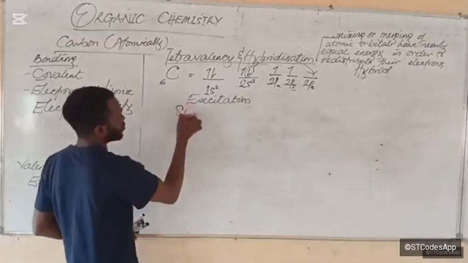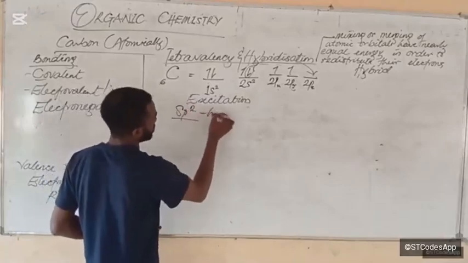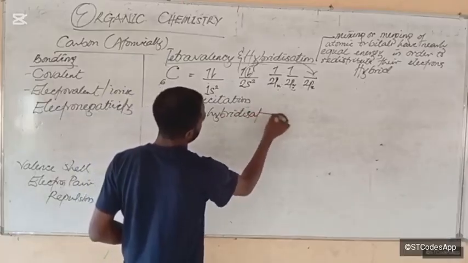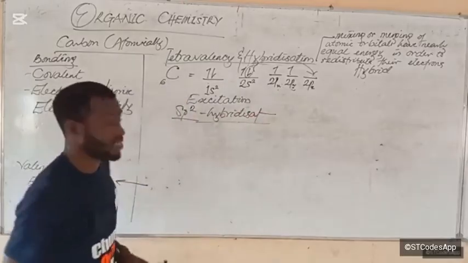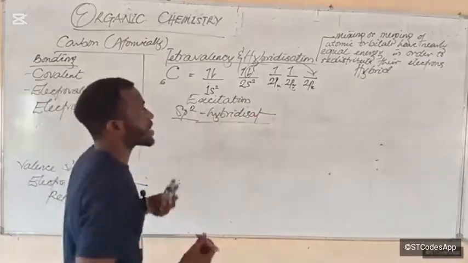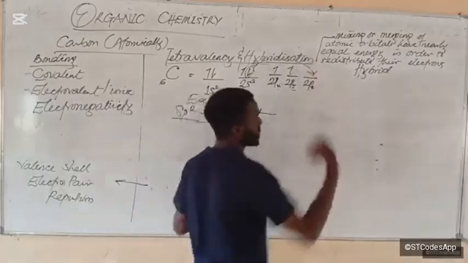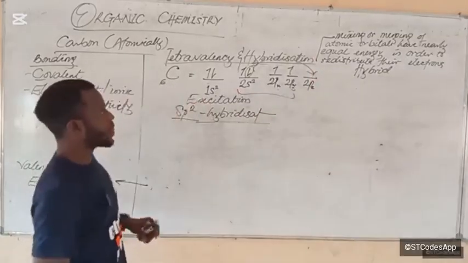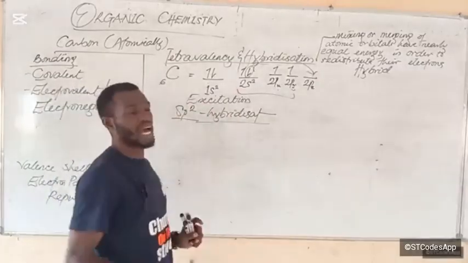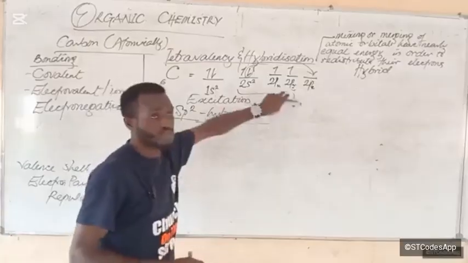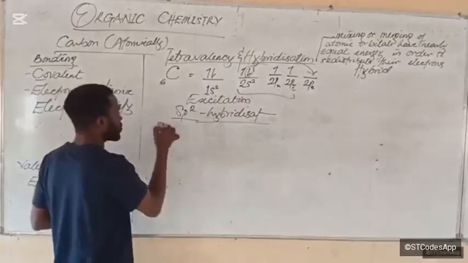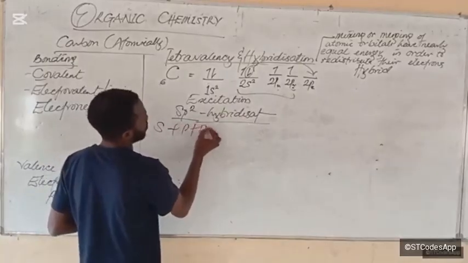Okay, so we have sp2 hybridization. Now, what is sp2 hybridization? sp2 hybridization is a case where, after the promotion of an electron, only 3 of the orbitals are actually combined together: 2 of the p and 1 s orbital. So at the end of the day, we're going to have only 1 s and 2 p orbitals.